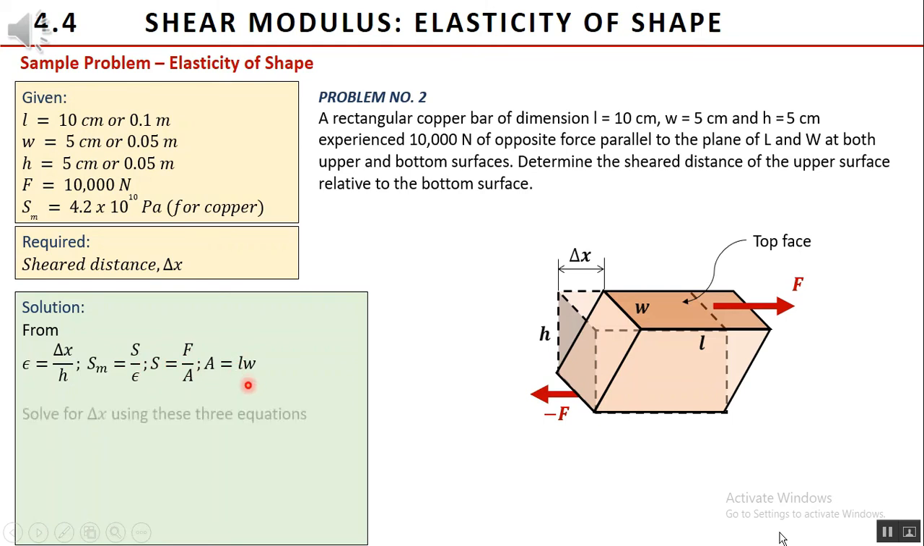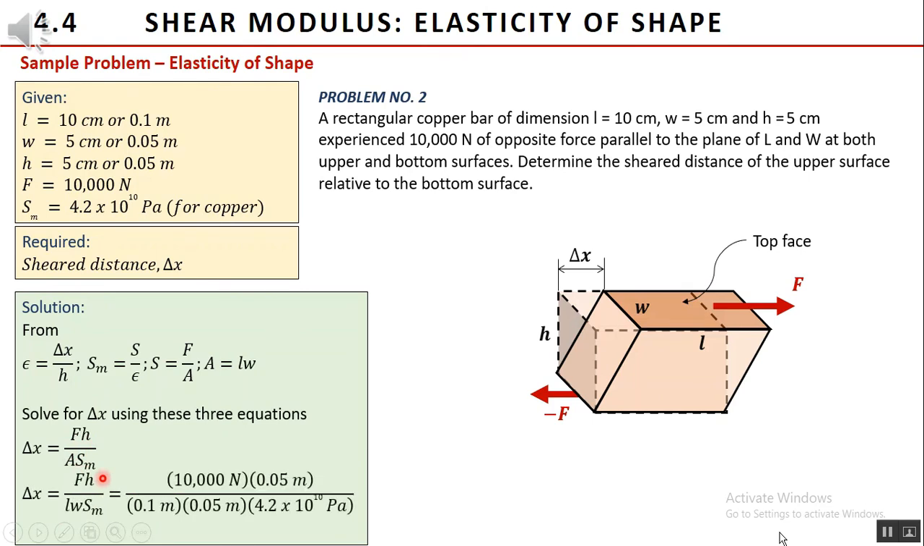Combining these four equations shows the shear distance delta x is force times height divided by the quantity, area multiplied by the shear modulus. Substituting all given information, the shear distance is only 2.38 times 10 raised to -6 meter. This is so small that you cannot even notice it. But in designing complicated and precision machines, this size is important and could somehow affect its performance.